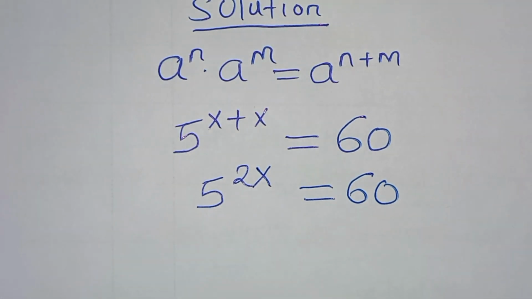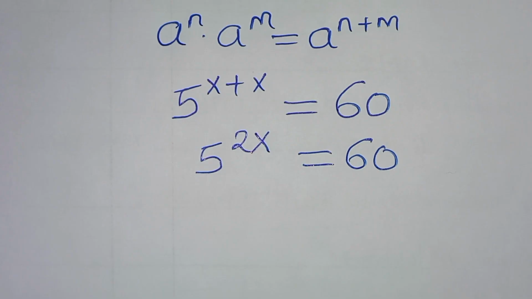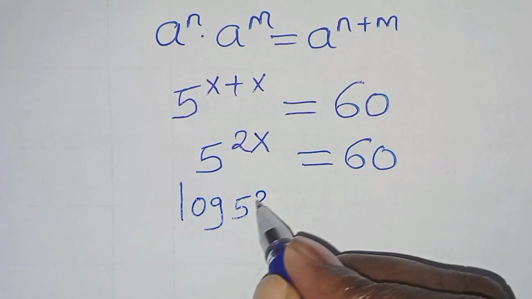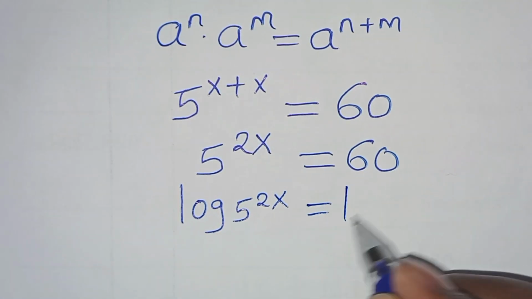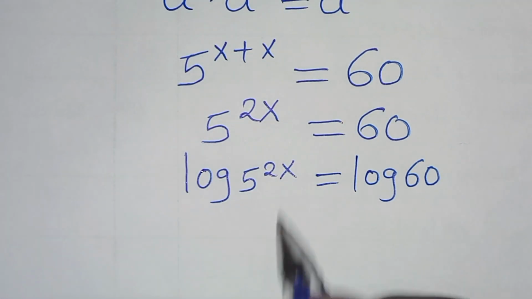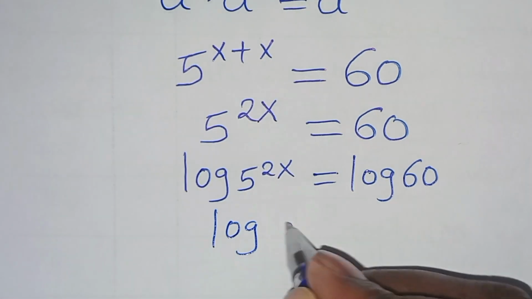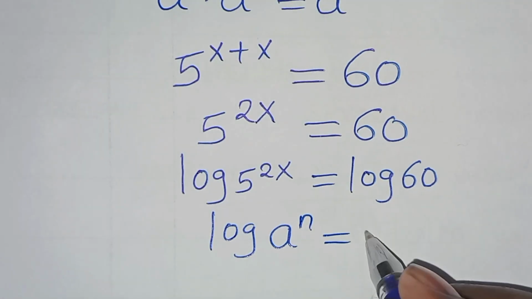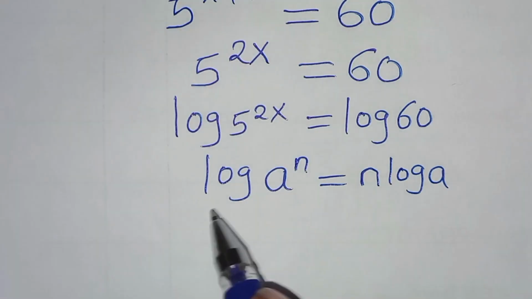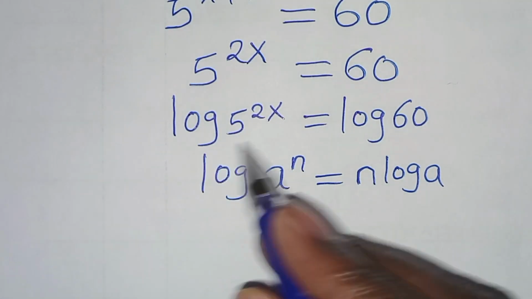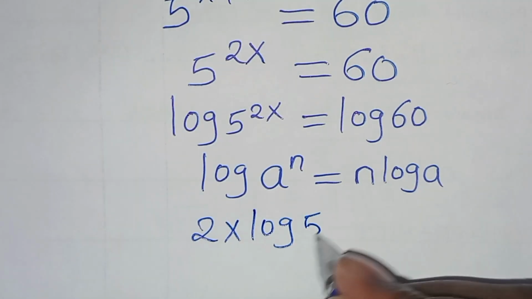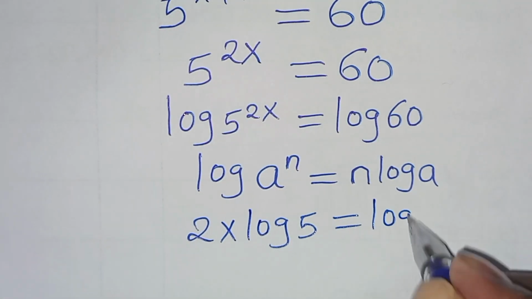To solve for x, we introduce logarithm on both sides such that we have log 5 to the power 2x equal to log 60. Now, log 5 to the power 2x is in the form of log a to the power n, which you can express as n log a. Applying this power rule property, log 5 to the power 2x becomes 2x log 5, equal to log 60.